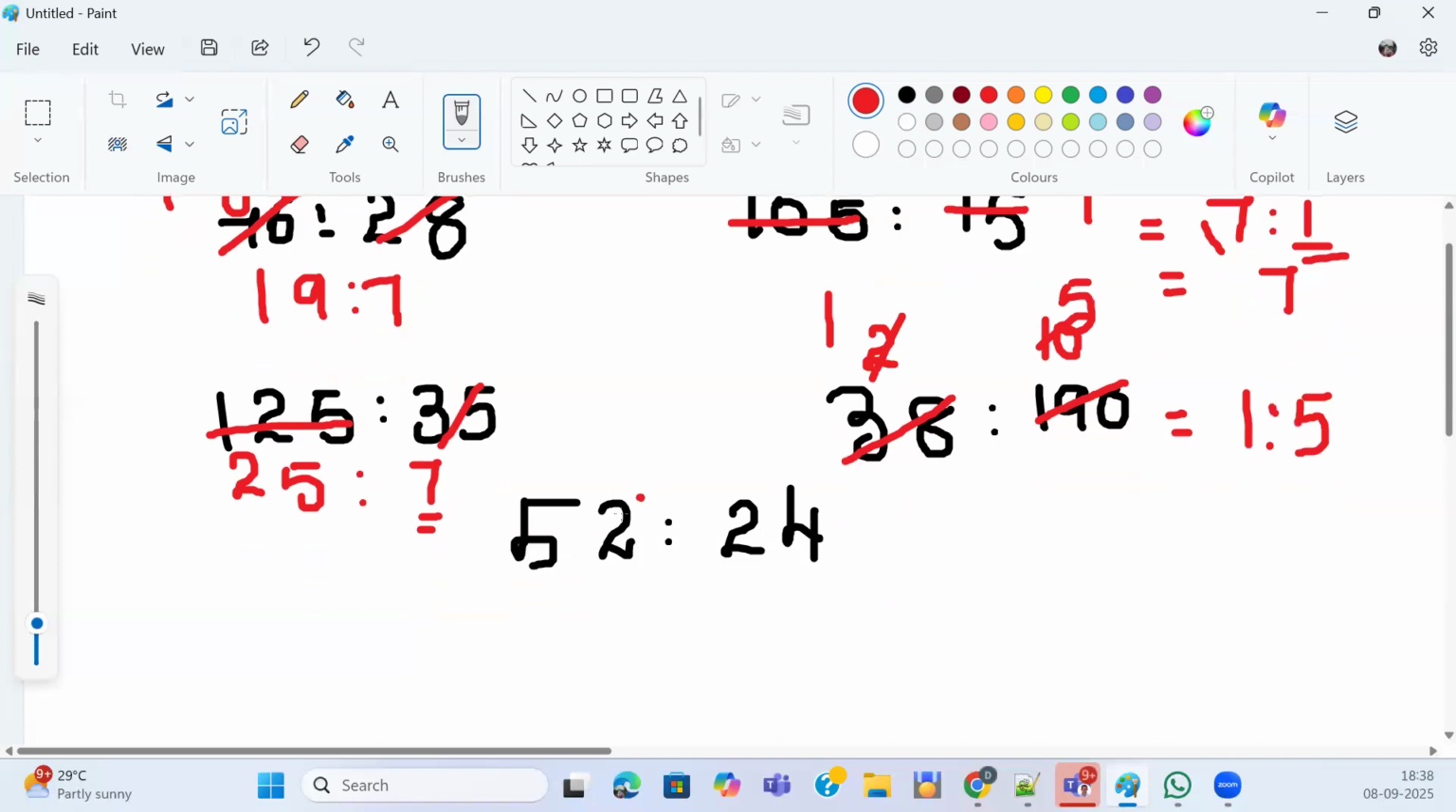Yes? Let's take the same 2 table. 2 twos are 4, 2 sixes are 12. And then 2 ones are 2, 2 twos are 4, right? Again, 2 13s are 26, 2 6s are 12. So the answer for this problem is 13 is to 6. Yeah. Are you clear, everyone? Understood? Yes, sir. Yes, right?